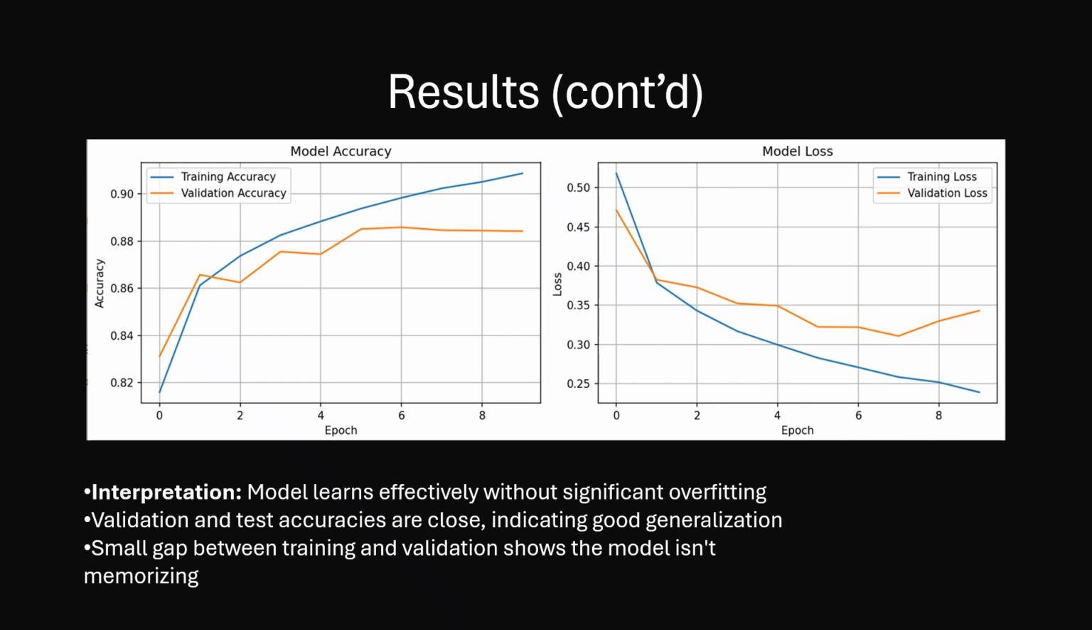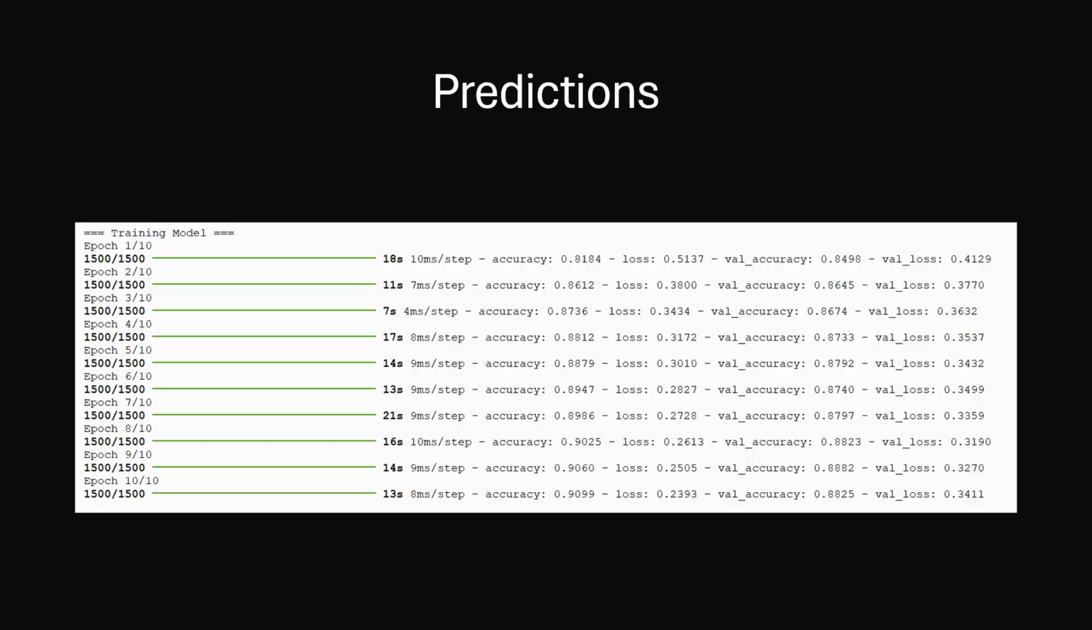More results. Here's one of the images that gets output when you run the code. My interpretation of this is that the model does learn effectively without significant overfitting. Validation and test accuracies are close, which is a good indicator of good generalization. And then there is a small gap between training and validation, but that shows the model isn't memorizing, it's acting as it's run.